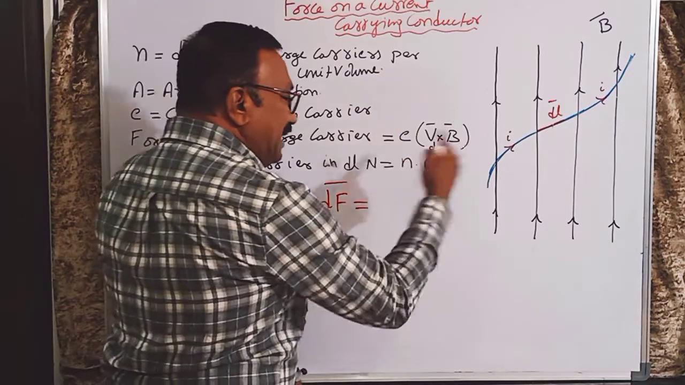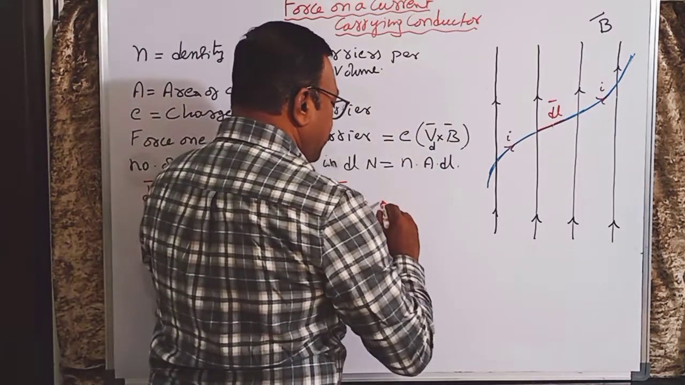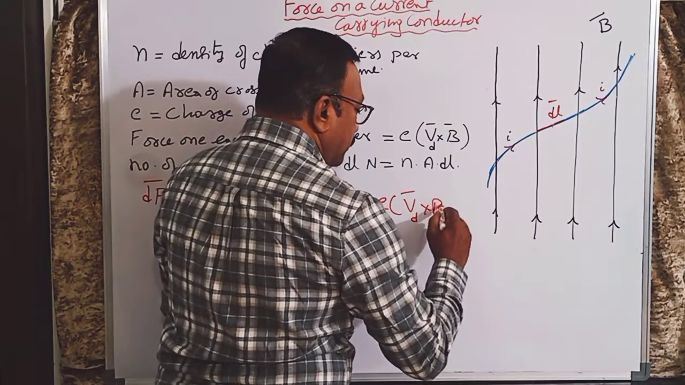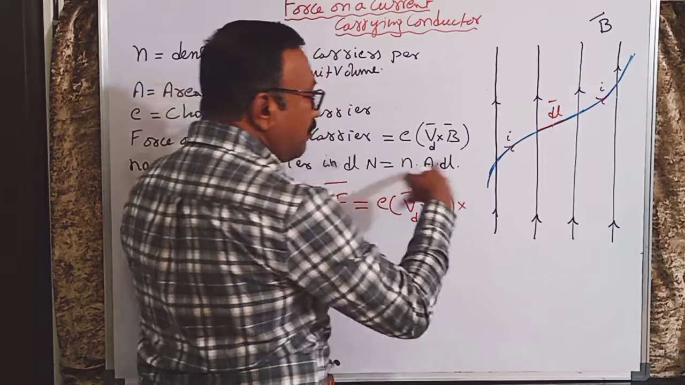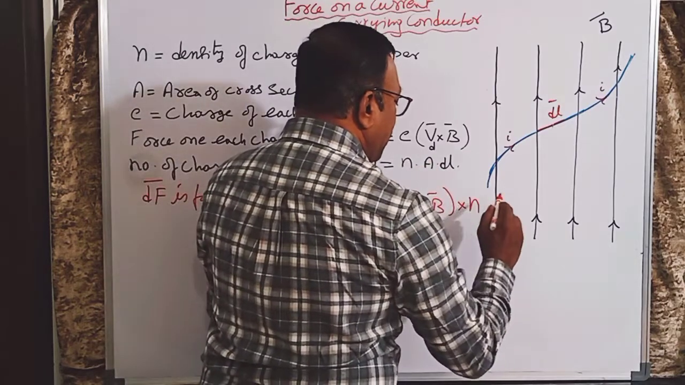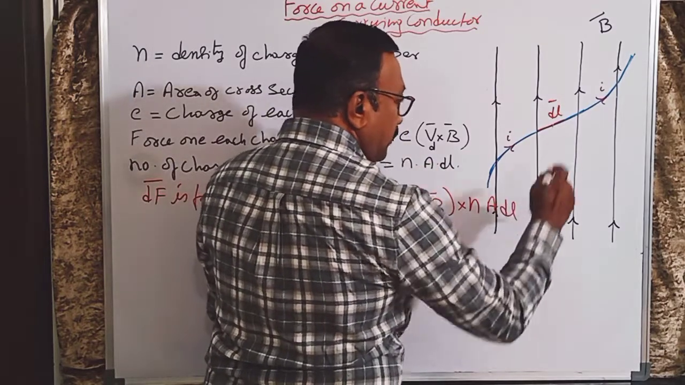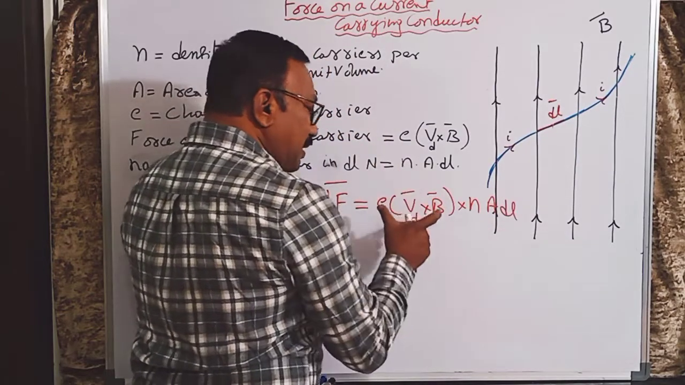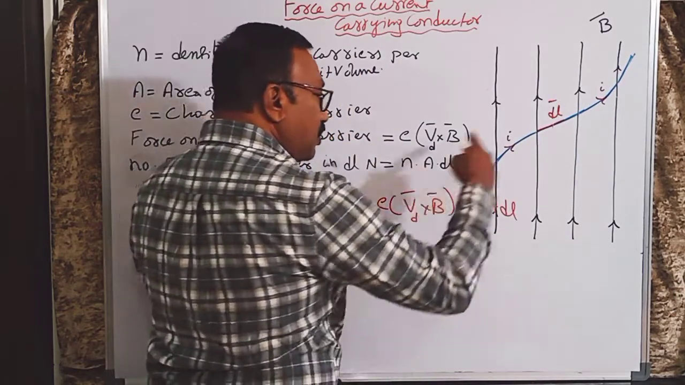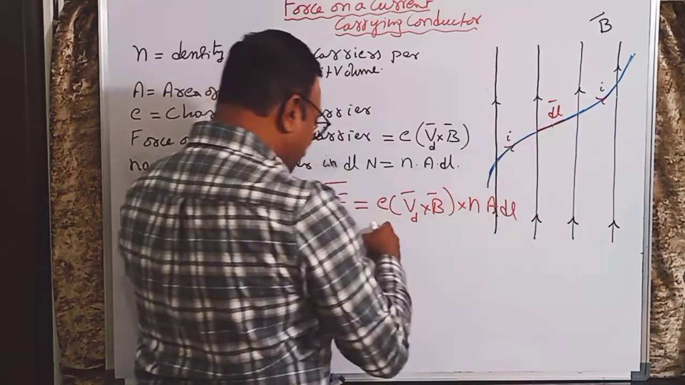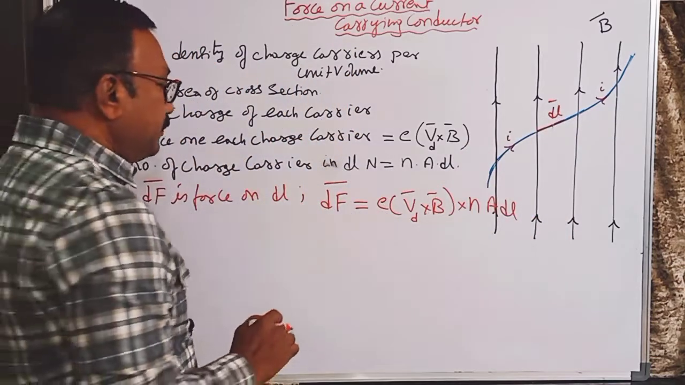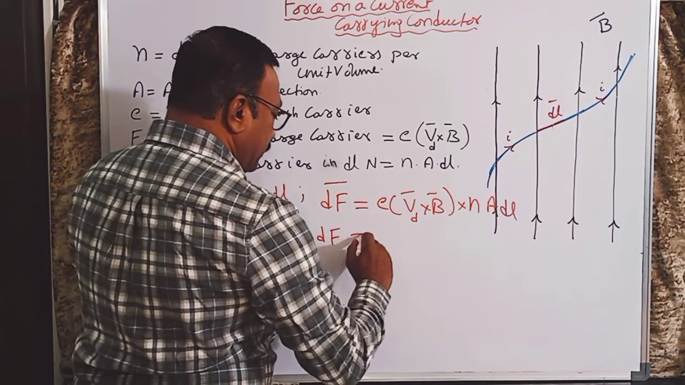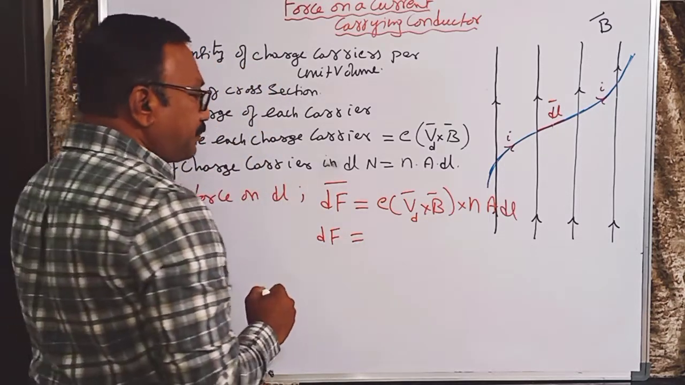force on each charge carrier into number of charge carriers in that segment. In this segment, this many charge carriers are there. For each charge carrier, this much force is acting. Therefore, the total force acting on this segment will be this. So, this is very important. Next, this is dF is equal to.